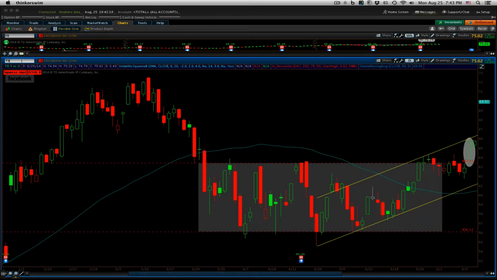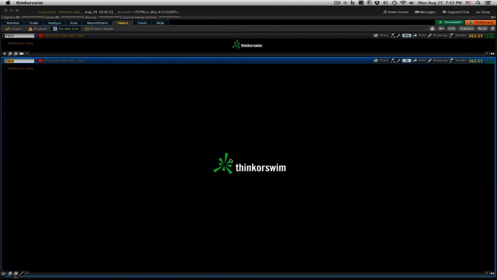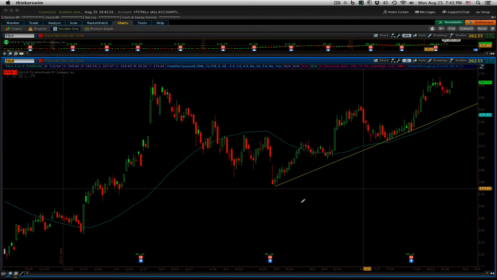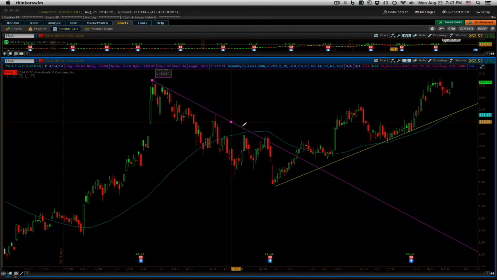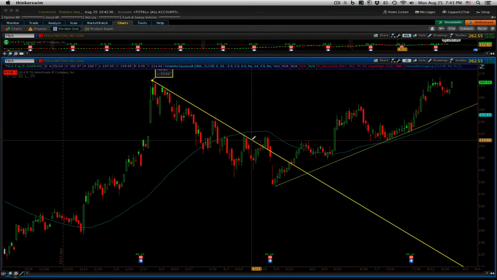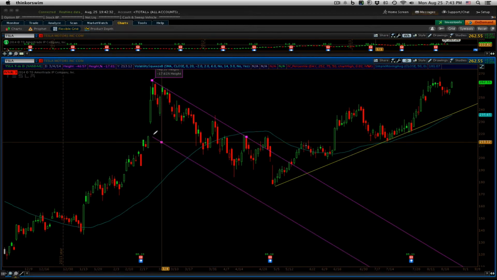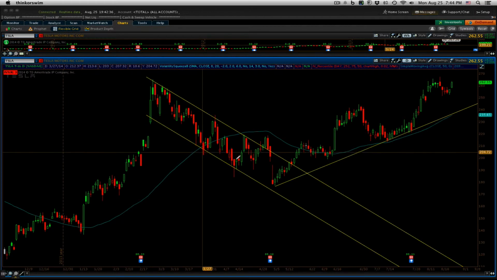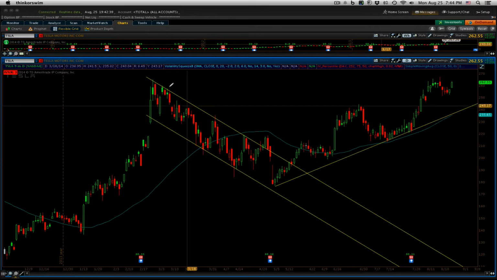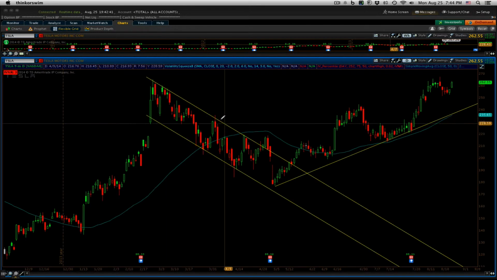Let's take a quick look at another one, another high flyer that everybody loves to trade. Let's take a look at Tesla. Again, you could have support and resistance that doesn't have to be horizontal; it can be on a trend line. So now this would be resistance.